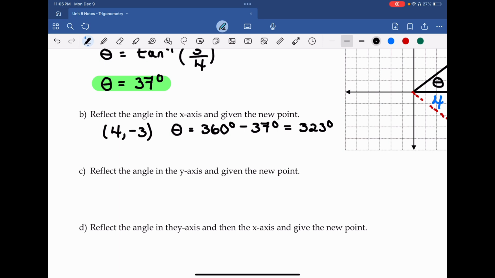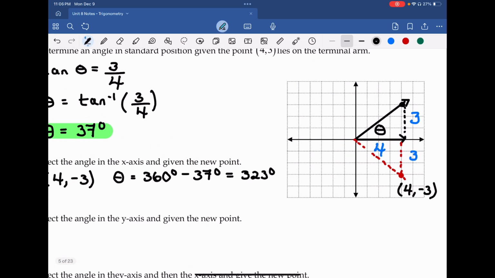Now, reflect the angle in the y-axis and give the new point. Well, in this situation, if we reflect it and get that new angle, I'm going to show this in green. We're going to end up going over the y-axis and going to -4 and +3. That means our angle terminates right at this line here. And if it terminates at this line, then when we create our triangle here in green, which will look like this and this, we're going to have this at -4 and +3 up. So the point that I'm going to put at the end here is going to be -4 and +3.